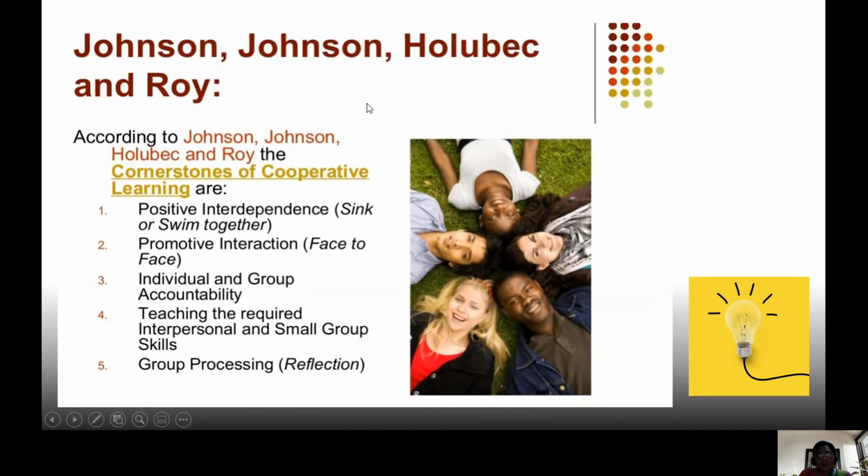So another is Johnson, Johnson, and Holubec. According to them, the cornerstones of cooperative learning are positive interdependence, which means sink or swim together, promotive interaction, face-to-face, individual and group accountability, teaching the required interpersonal and small group skills, and group processing or reflection. So basically, it's the cornerstone of cooperative learning according to Johnson, Johnson, and Holubec. We'll be discussing this thoroughly later.